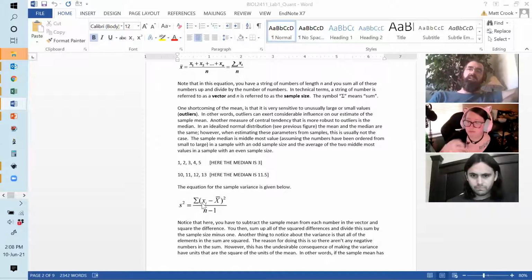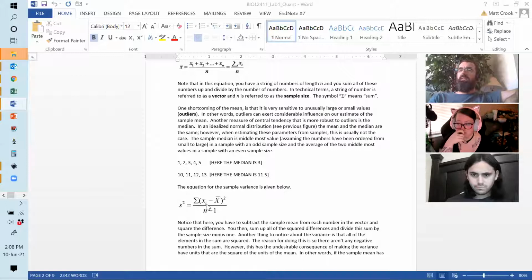And so really what that's saying is, if you have 16 different data points, then you need to subtract the mean from data point 1 and square it, data point 2, square it, data point 3, square it, 4, 5, 6, up to 16. Add all of those together and then divide it by 16 minus 1, which is 15. That will get you the variance.